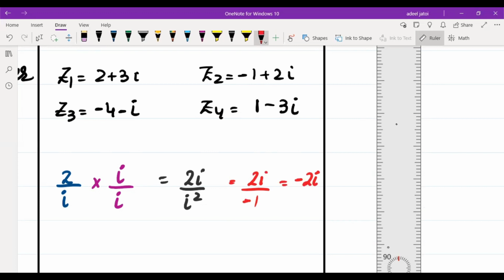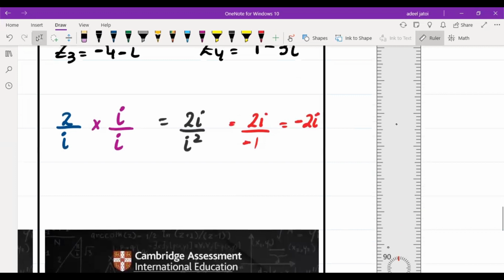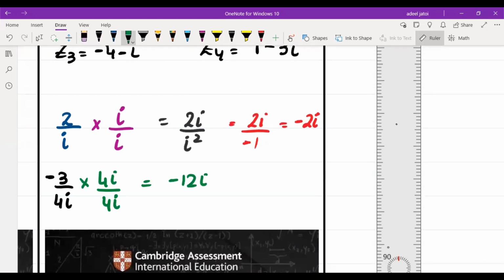Similarly, if we have negative 3 upon 4 iota. So to remove this, what we do is we introduce 4 iota in the numerator and 4 iota in the denominator. So what we get is minus 12 iota upon 16 iota square, which is minus 12 iota upon negative 16. Negative negative is cancelled. So the end result is 3 upon 4 iota.